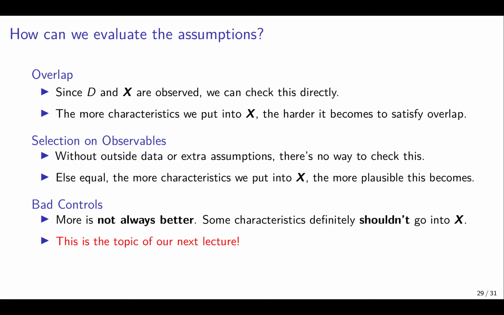In some sense, overlap and selection on observables are opposite in the way that they work. One can be checked using the observed data, the other can't. One gets harder to satisfy when there are more covariates. The other, in some sense, becomes more plausible when there are more covariates. I should, however, sound a note of caution about this claim that more X's makes selection on observables more plausible. More is not always better. There is something called a bad control, and we have a whole lecture about that coming up. There are some kinds of characteristics that definitely should not go into X, and we will say more about that soon.